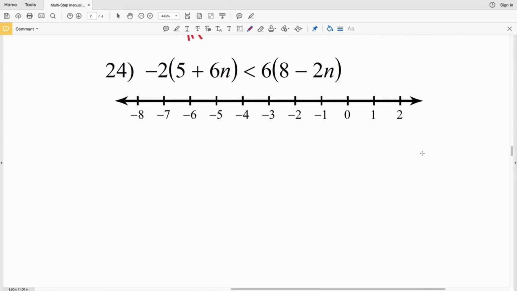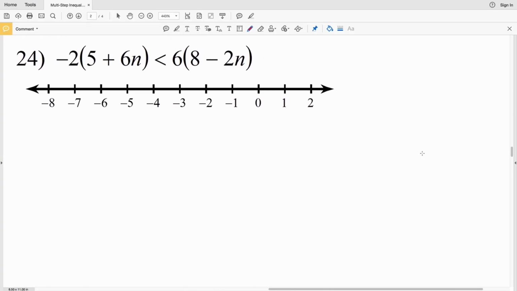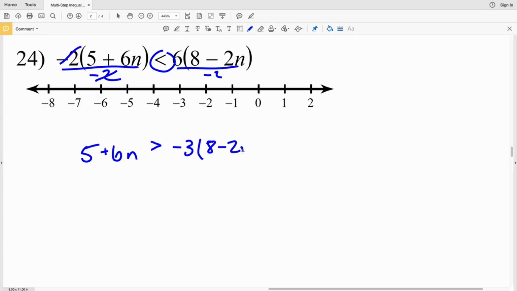Let's go on to our last problem of this worksheet, number 24. Negative 2 times 5 plus 6n is less than 6 times 8 minus 2n. I know that this 6 is divisible by 2, so I'm going to start by dividing both sides by a negative 2. When I divide by a negative 2, I'm going to have to flip the inequality. So I'll have 5 plus 6n on the left-hand side, and that's going to be greater, since I'm flipping the inequality, than 6 divided by negative 2 is a negative 3 times 8 minus 2n.